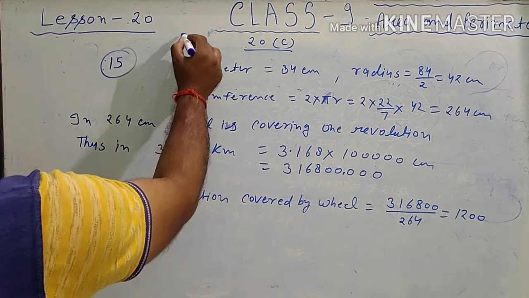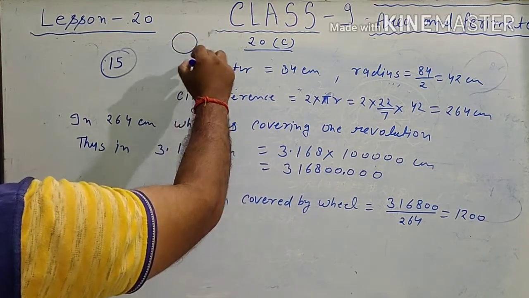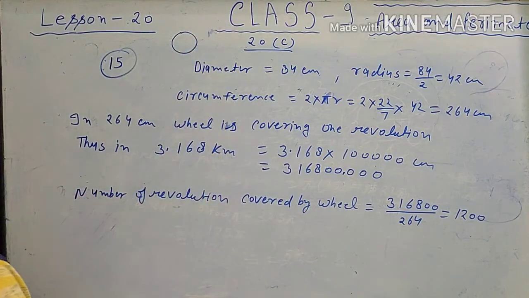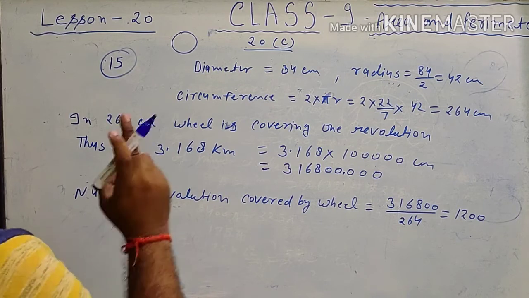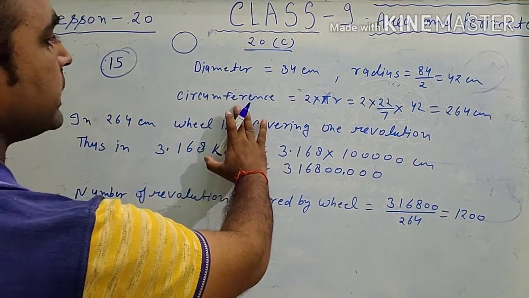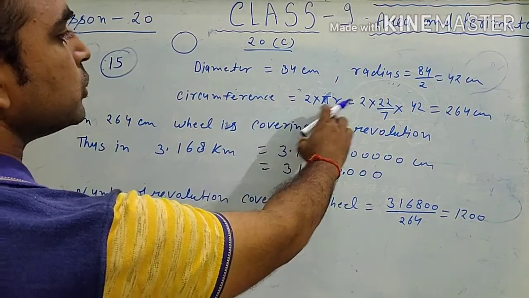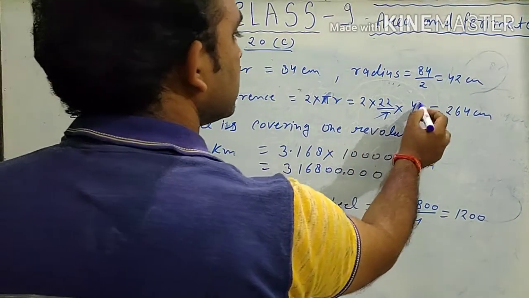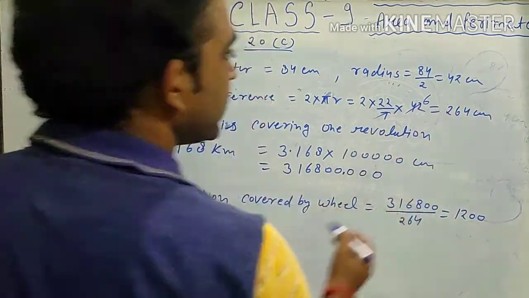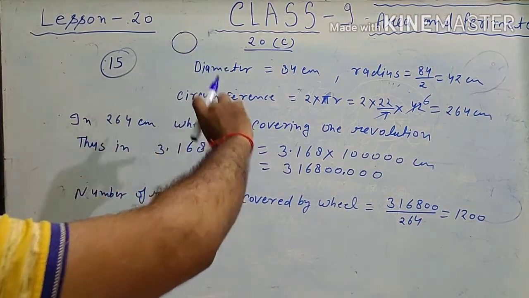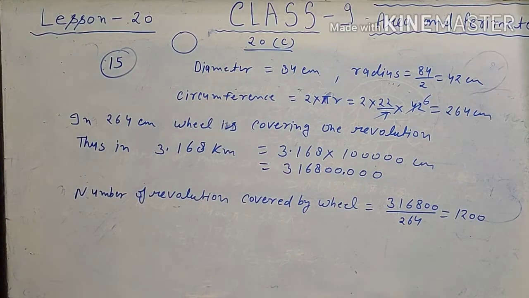Now suppose this is the wheel. When we complete one revolution, it covers the circumference, which means in one revolution it completes one circumference. So we find the circumference, 2 pi r, 2 into pi into r, where r is 42. 7 sixes are 42, 6 twos are 12, then multiply this. So we get 264 centimeter, which means in one round of the wheel it covers 264 centimeter.